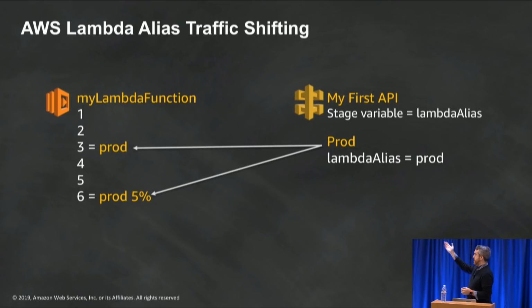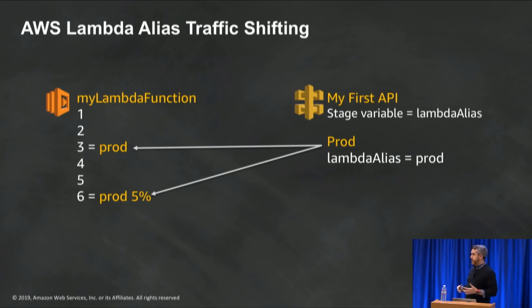So we see here, I have now configured version 6 to also have the alias of prod. But I'm only going to say only send 5% of traffic towards it. Now, on my API gateway for the prod stage that has the stage variable of Lambda alias equals prod, I don't have to do anything. My API gateway stays exactly the same. And so API requests are going to come in, and 5% of them are going to go to this new version.